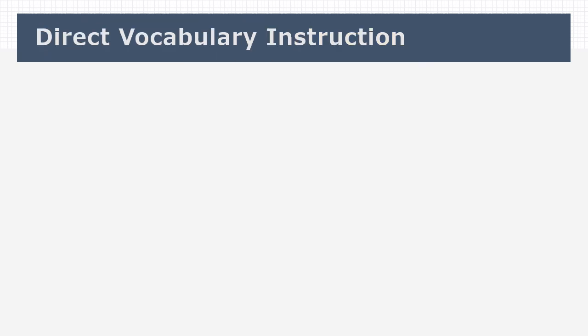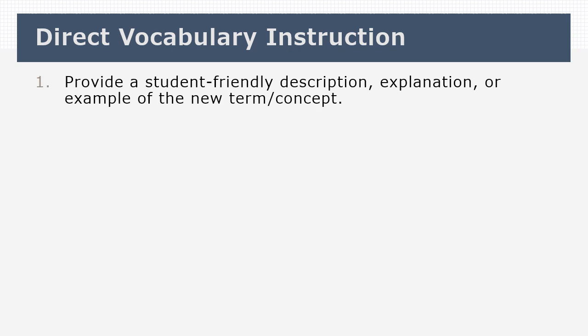There are a number of steps involved in direct vocabulary instruction. The first step is providing a student-friendly description, explanation, or example of the new term or concept. In other words, when you introduce a new vocabulary word, the first thing is that you want to make sure that children have comprehensible input so they understand what that word is supposed to be.